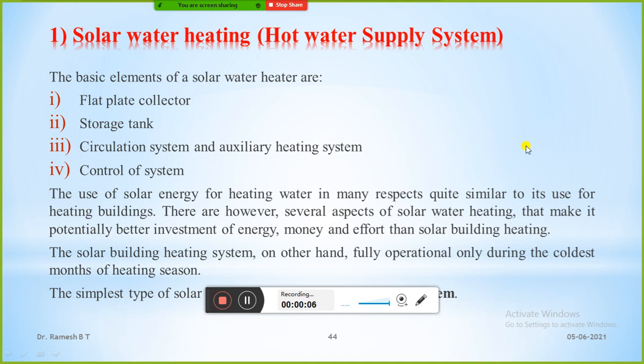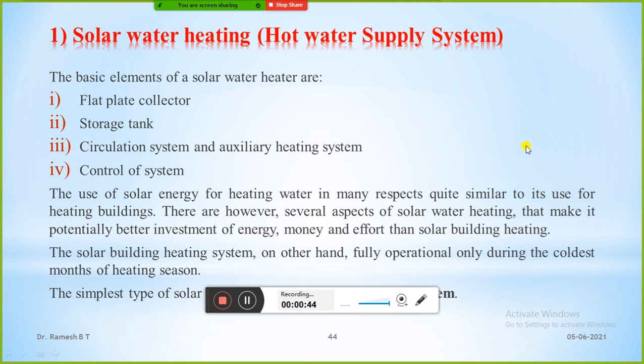Yes, today we are going to discuss another application of solar energy, that is solar water heating. It is also called a hot water supply system. This solar water heating has some basic elements, like the flat plate collector, a storage tank, a circulation system, an auxiliary heating system, and a control system just to monitor the entire water heating system.